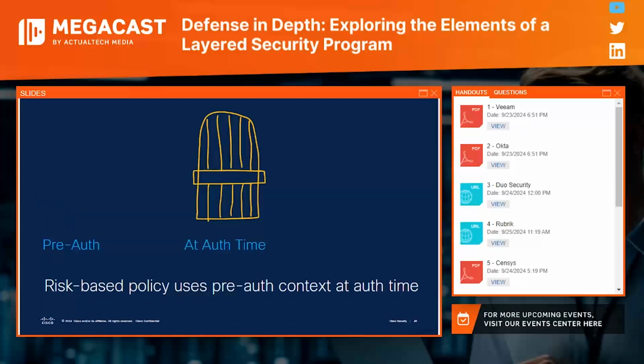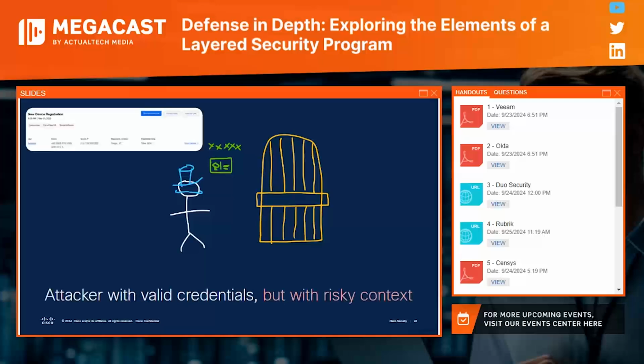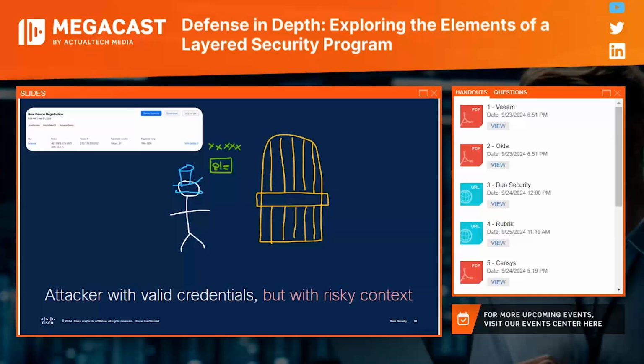And lastly, implement some form of risk-based policy. Risk-based policy uses pre-auth context at auth time. So basically, an attacker with valid credentials, but with risky context. They've just registered a new device, so these credentials are coming from a brand new device. Potentially then you're going to want to say, you're not allowed in, or you must do a stronger form of authentication to get in.